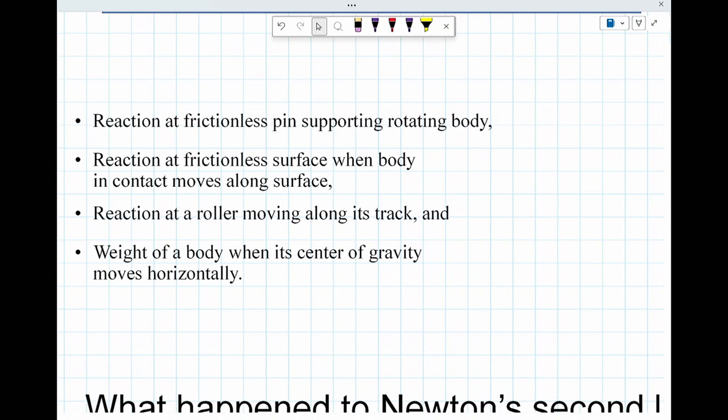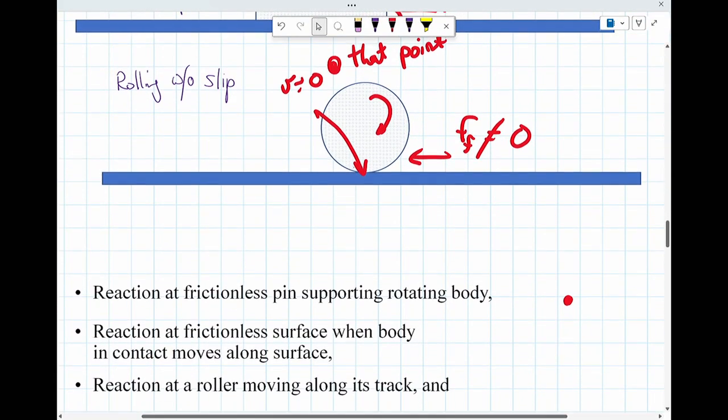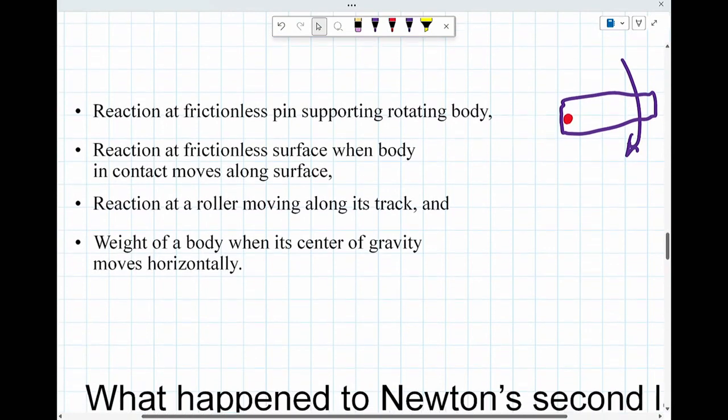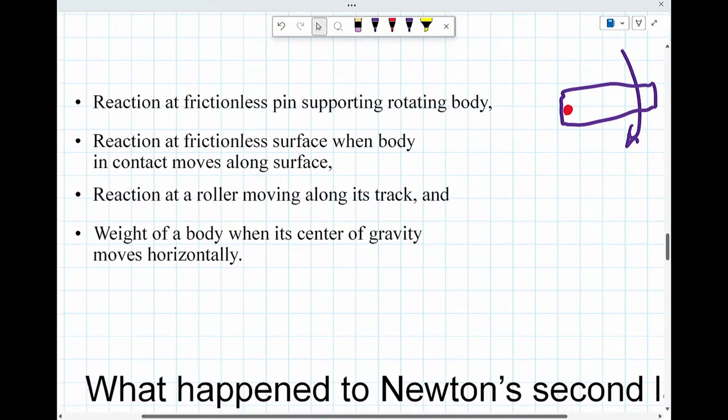So forces that do no work include a reaction at a frictionless pin supporting a rotating body. For example, something like this. The red spot is a pin, and that bar is some sort of link rotating about it. Also, the reaction where I had a frictionless surface, the one at the top, and the reaction of a roller moving along its track, not so important, but we will talk about that later. And the weight of a body when its center of gravity moves horizontally.